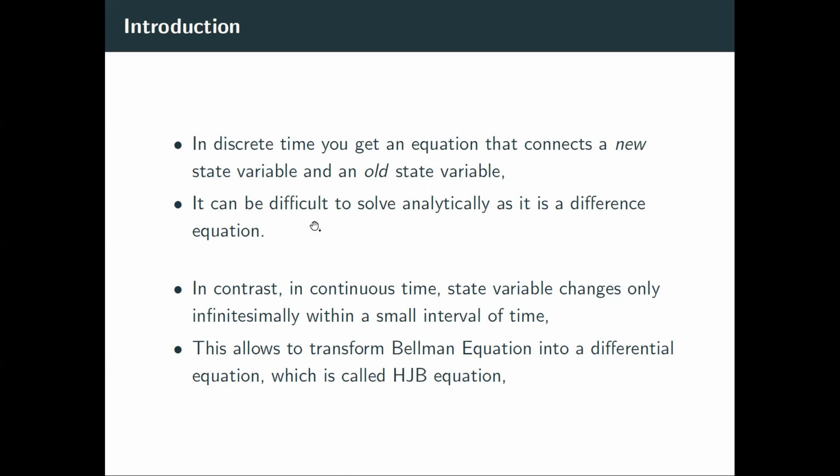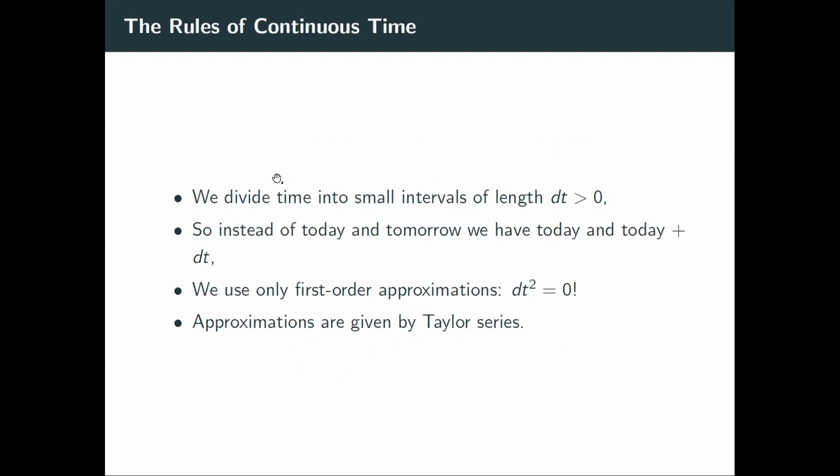So let us generalize our construction from discrete time to continuous time. Before, we had a state variable at time period t, and next it would be the state variable at t plus 1. Now we will divide our time into small increments. We are still operating in discrete time, but with very small time increments. And this time increment will be denoted as dt.